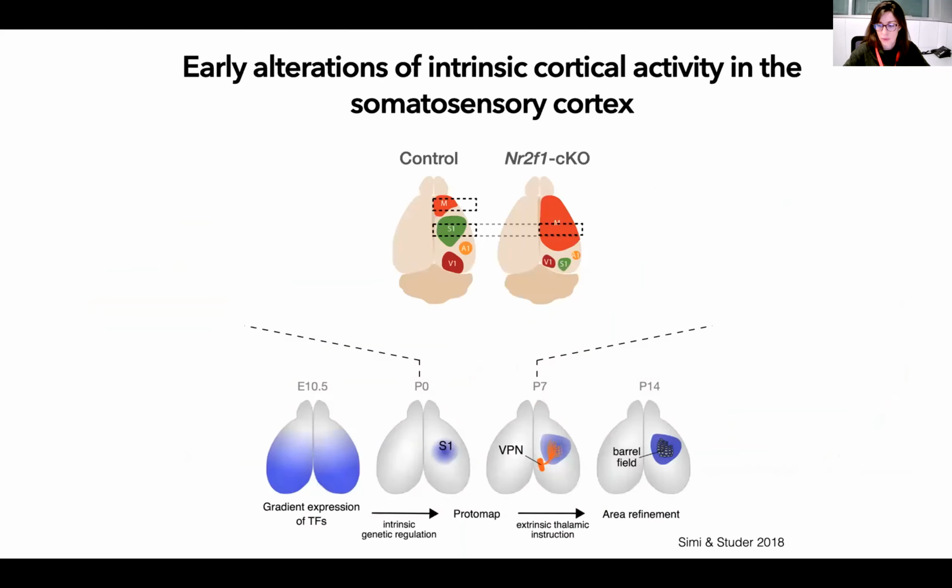So to understand whether early intrinsic cortical activity is altered upon cortical patterning malformations, what we did was to address cortical activity events between P0 and P7 in the somatosensory cortex of controls, in the primary motor region of controls, in comparison with the region of the motor cortex that should be somatosensory but is now motor, which we call, for simplicity, motorized somatosensory cortex, or MS1.